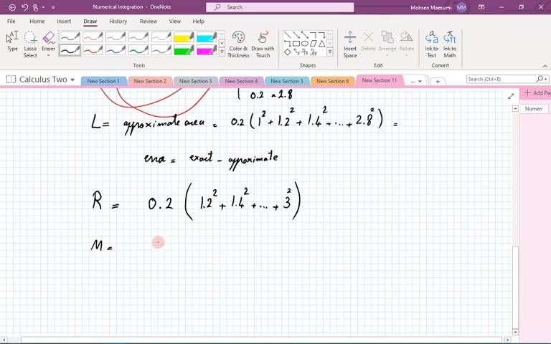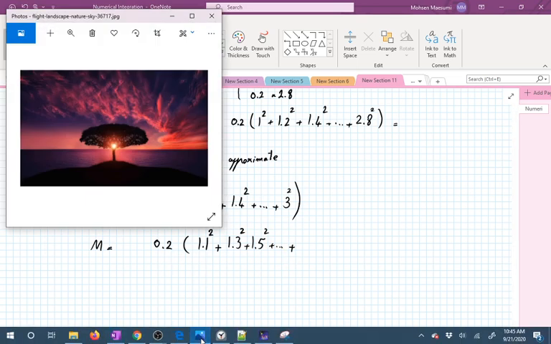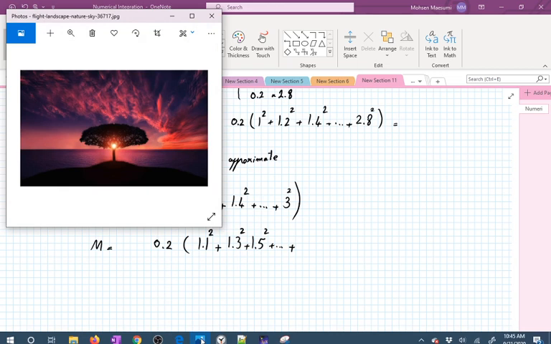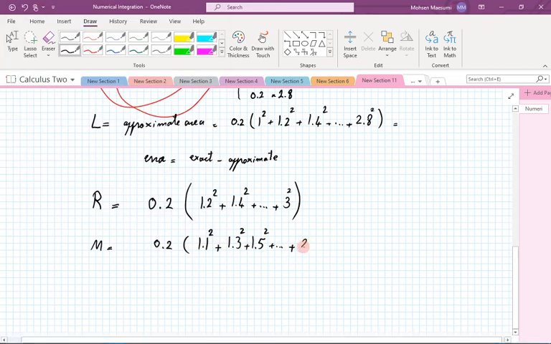So for mid rule, we have 0.2. The very first one is 1.1 squared, and we said what? The next middle point is what? 1.3 squared. What's the next one? 1.5 squared. Down the road we go. Let me pause this thing for a moment and push you to actually tell me what's the last height we are going to write here. What is the last height? The last height is going to be, of course, 2.9 squared.